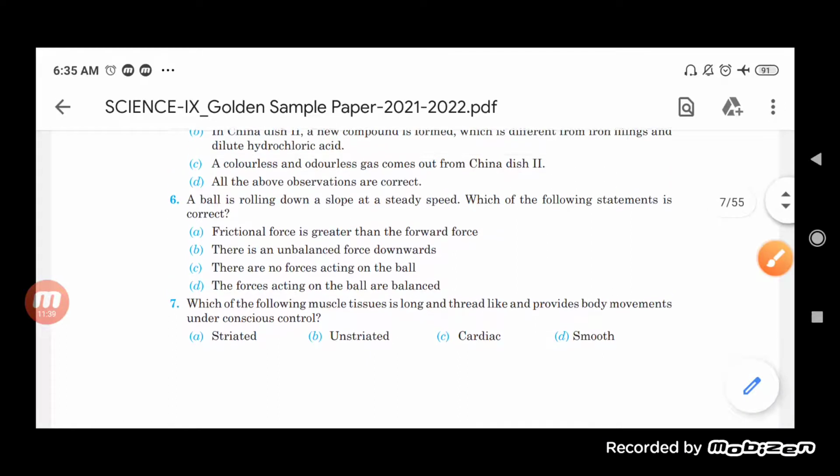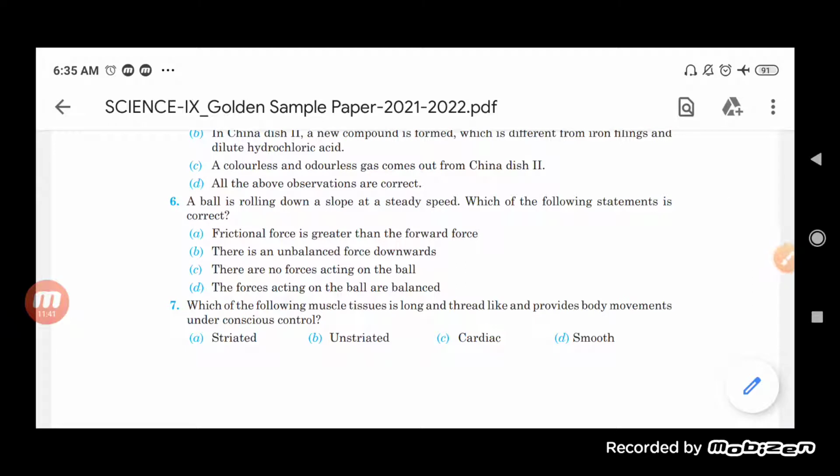Now the next one is, which one of the following muscle tissue is long and thread-like and provides body movement under conscious control? So muscle tissue which is long and thread-like and provides body movement. We have just studied this in the last class, in the previous section, about the muscular tissue, and there we have seen that the muscular tissues are basically divided into three types: striated, unstriated and cardiac muscle.